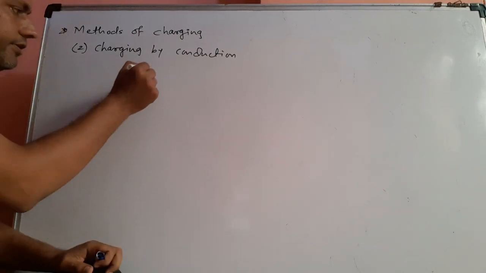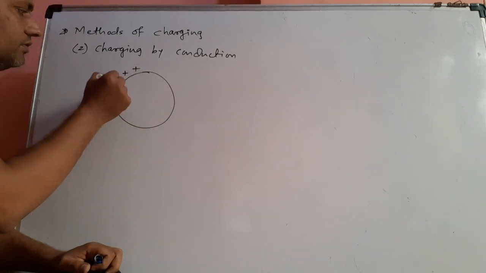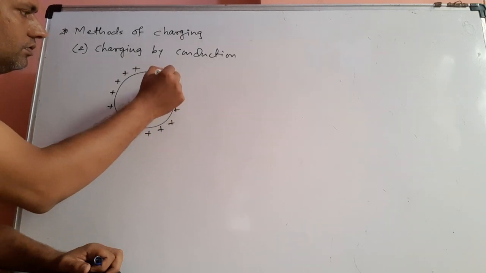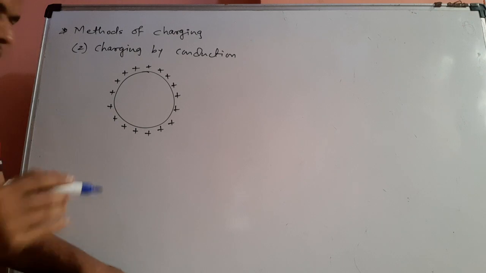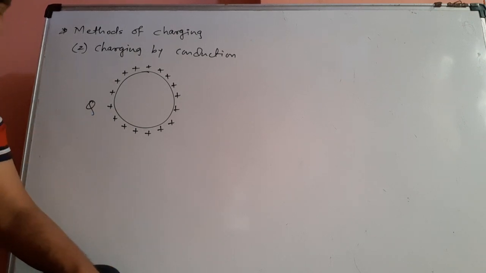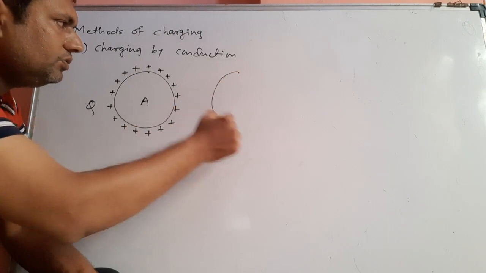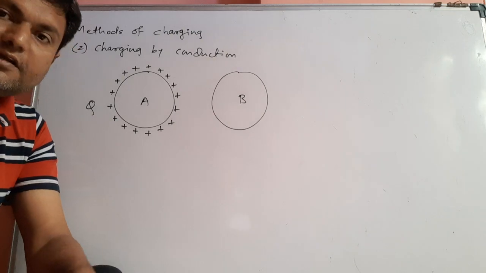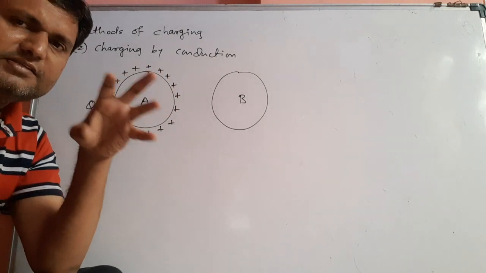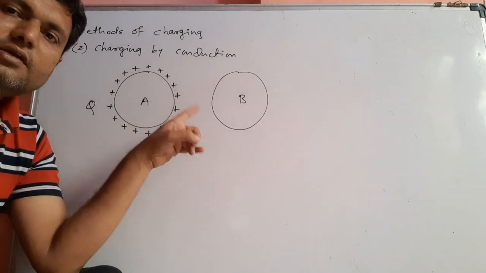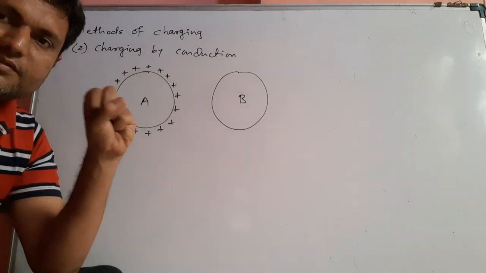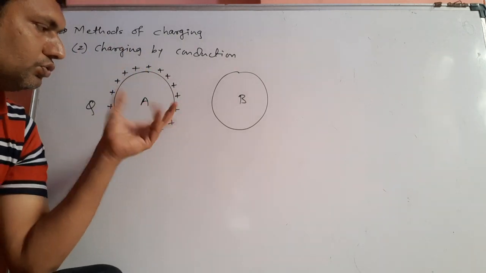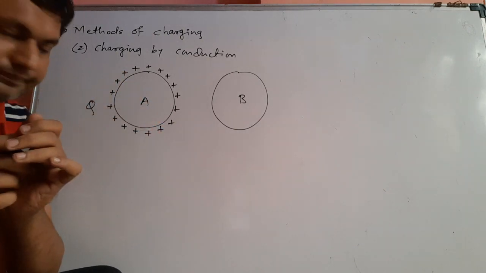So here it is very simple. If we take one body, suppose it is initially positively charged, ready? And suppose that charge is Q, and that is body A. Now suppose another body, another identical body. This point is very important. We are taking identical bodies because we are discussing the basics. The general theory we will study in the second chapter, electrostatic potential and capacitance. So it is a very simple and general method.